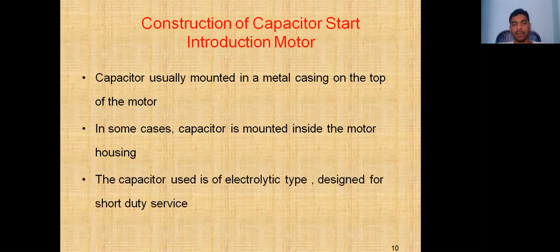The capacitor used is of electrolytic type, designed for short duty service. The capacitor is used for short duty service and it is an electrolytic type capacitor.